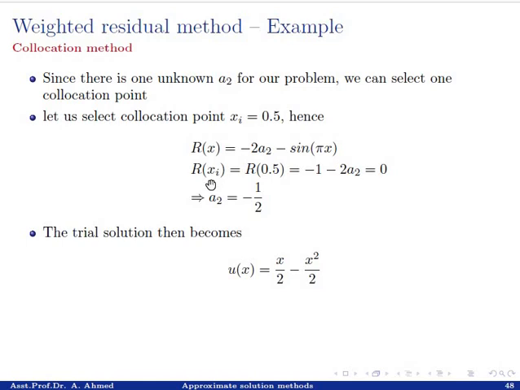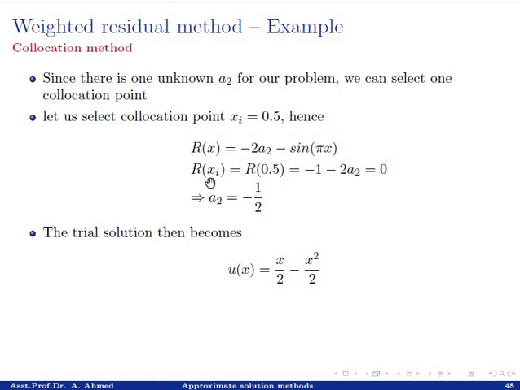Now in the collocation method, I want the residual to be 0 at some specified points, and those specified points are arbitrary points. They can be chosen arbitrarily. So if there are 100 students, 100 students can have 100 different points at which they choose the residual to be 0. Since there is one unknown in this residual equation, I will select only one point at which I want the residual to be equal to 0.